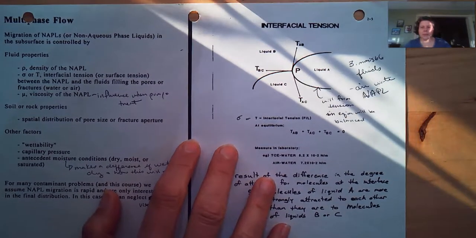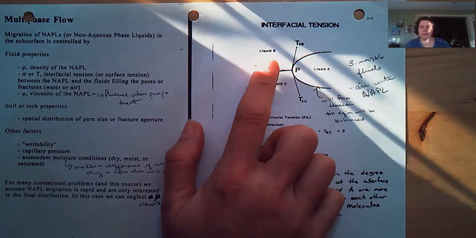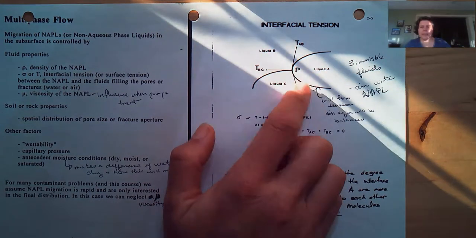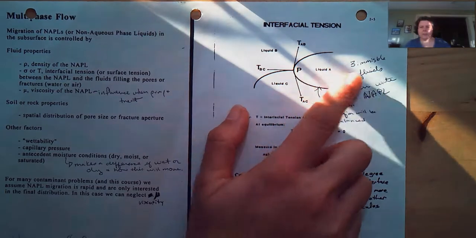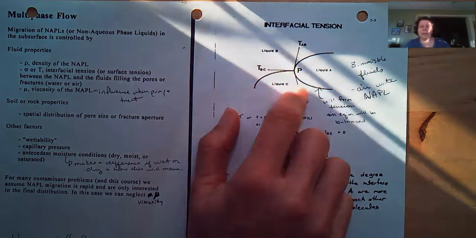So we're going to be looking at interfacial tension here. So we're looking at the tension between, say, a liquid A, a liquid B, and a liquid C, and how they, three fluids, so if we have air, water, and a D NAPL together, how are the angles between these different compounds influence it?